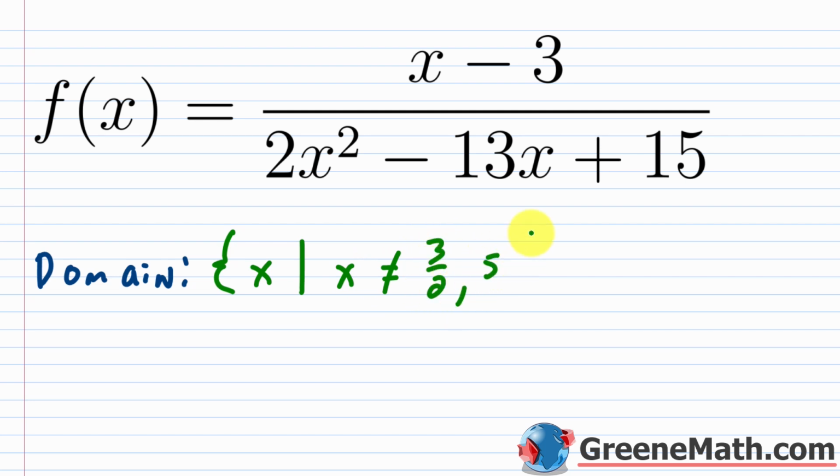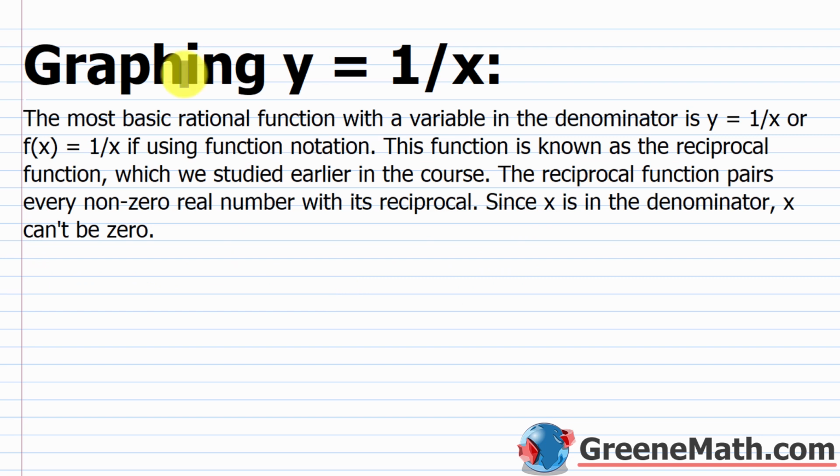All right, let's take a look at graphing y equals 1 over x. So the most basic rational function with a variable in the denominator is this y equals 1 over x, or f of x equals 1 over x, if using function notation. This function is known as the reciprocal function, which we studied earlier in the course.